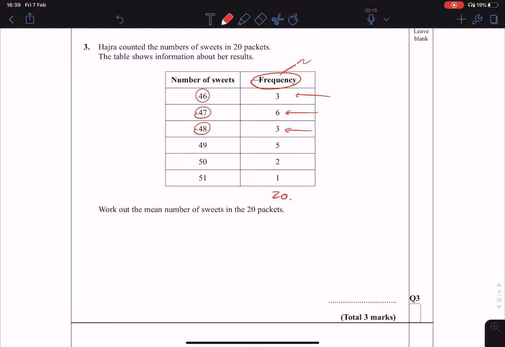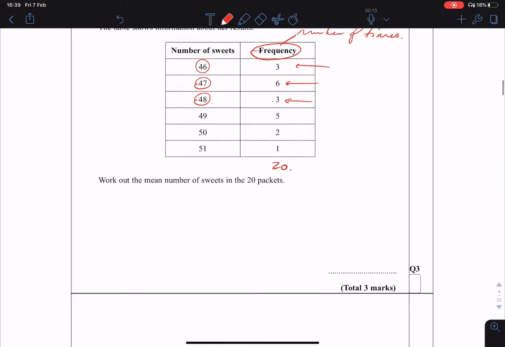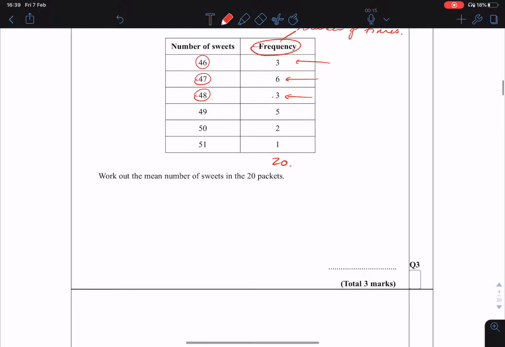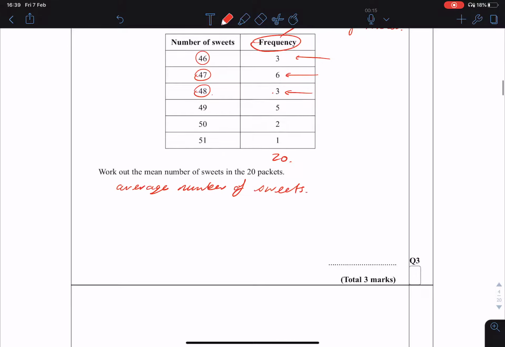Frequency just means the number of times. So the number of times something happened. So 3 bags with 46, 6 with 47, 3 with 48, etc. It says work out the mean number of sweets. Now the mean is the average. Okay, it's the average number of sweets. That's what we want to know.